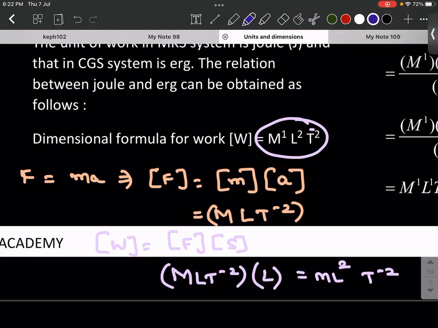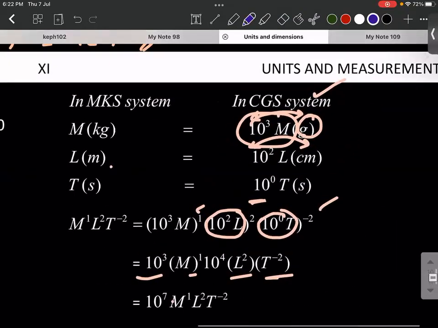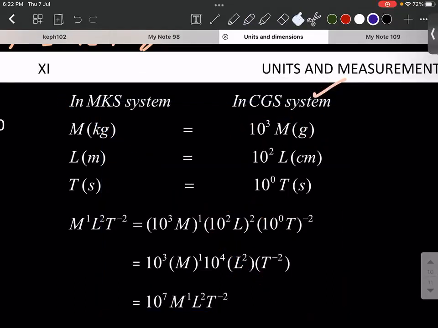So we wrote only the dimensional formula, but what is the topic telling you? I need to find the relation between the unit of work done in the MKS system and the CGS system. So if I prepare two columns, where the left side column corresponds to the MKS system and the right side column corresponds to the CGS system. In the MKS system, you write mass, measured in terms of kilogram. Length is measured in terms of meter. Time is measured in terms of second.